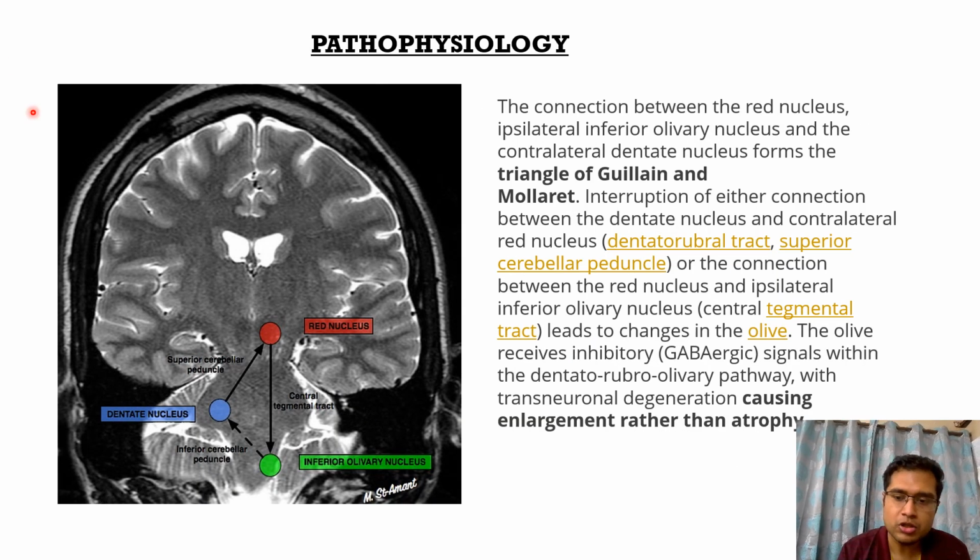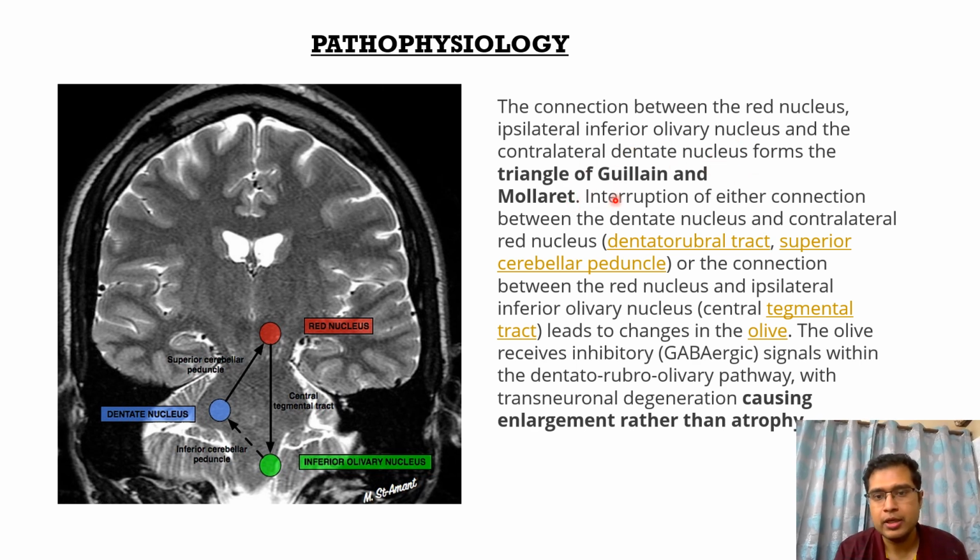The pathophysiology of this condition is related to the triangle of Guillain and Mollaret, which has three important ends: the red nucleus in the midbrain, the dentate nucleus in the cerebellum, and the inferior olivary nucleus in the medulla. So this is the triangle. The connection between the red nucleus and the ipsilateral inferior olivary nucleus and the contralateral dentate nucleus forms this triangle.